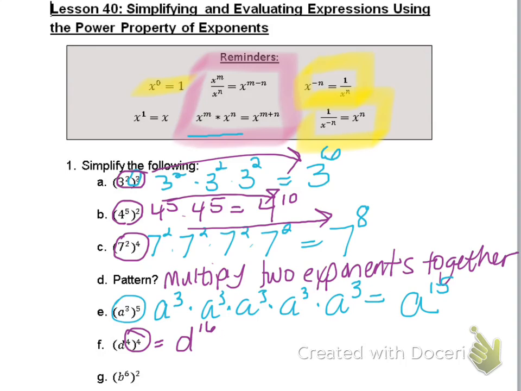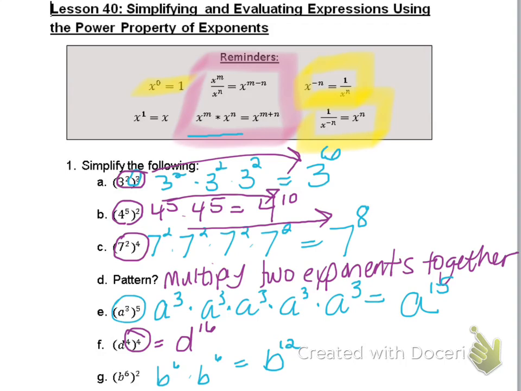And then the last example here at the bottom, b to the 6th power squared would be b to the 6th power times b to the 6th power, which equals b to the 12th power. And 6 times 2 is, of course, 12.